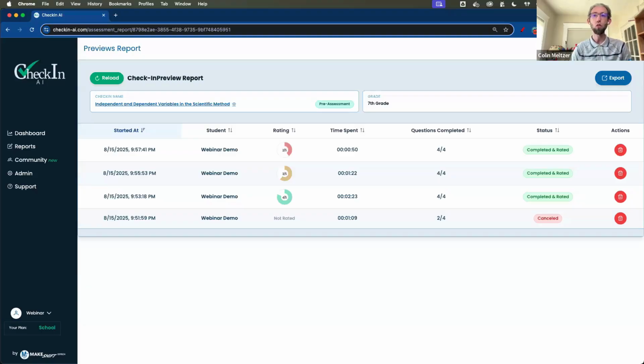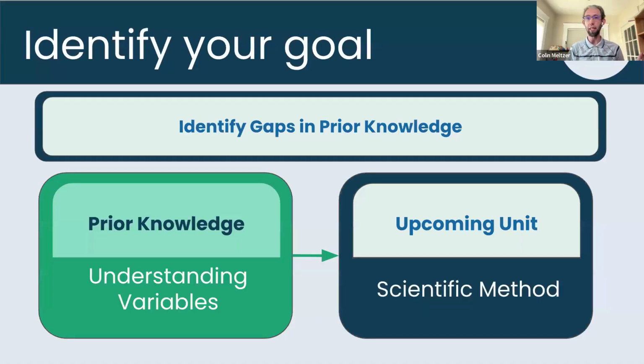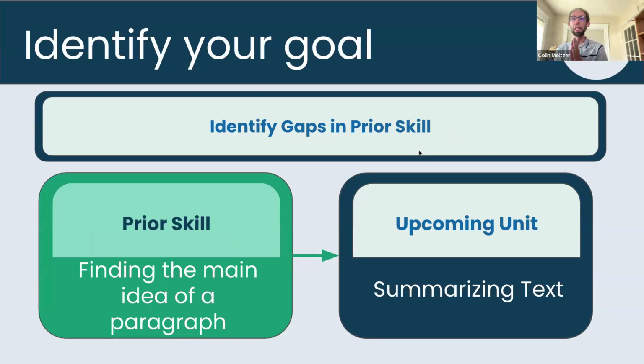All right. So that's an example of a pre-assessment. This next demo I want to show you is something I'm really excited about because I think it can be used for all sorts of things, and it's the reading comprehension check-in type. So here we're going to identify gaps in a prior skill. So let's say you want to know if students can summarize a text, which is also a prior skill for a lot of other skills.